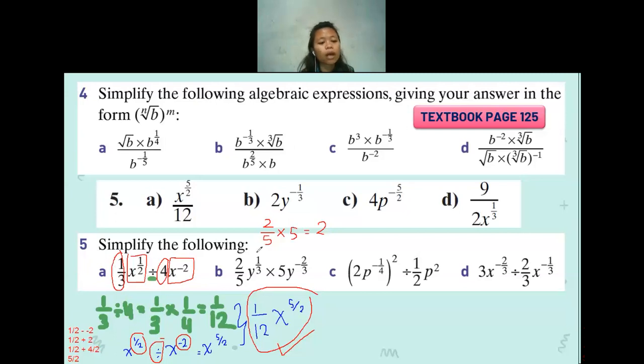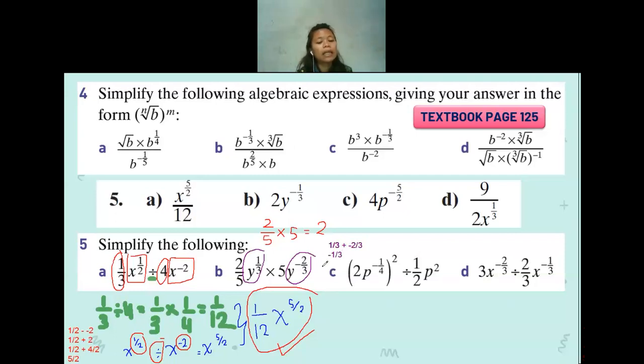Now let us move to the letters. The letters that we have in here are y to the power of 1 per 3 and also y to the power of negative 2 per 3. It is a multiplication. When it is a multiplication, what do we do to the powers? Plus. Okay, we plus them. So now we plus the 1 per 3 with negative 2 per 3. The denominator is already the same, so we can directly simplify it, and it becomes negative 1 per 3.